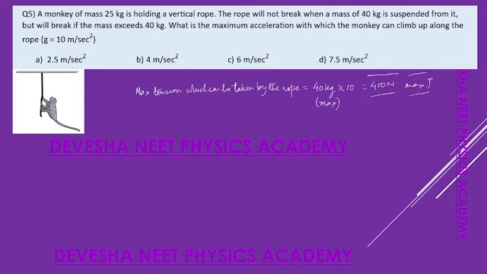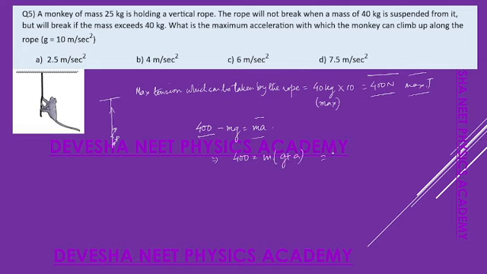So in this case, 400 is the tension. If this is a rope here, and if this is a monkey which is trying to go up the rope, then 400 minus the gravity of the monkey, which is mg, is equal to ma, where a is the net acceleration upwards.